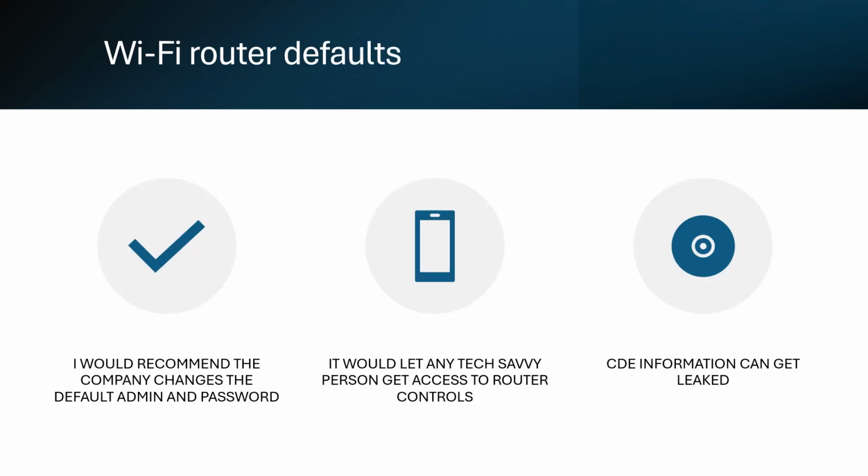So in a theoretical scenario, if a company was using the Wi-Fi router defaults, this would be very bad because their login information would be admin and password, and anybody who is tech savvy would be able to access their network and see a lot of information. And this would be really bad because a lot of CDE information would get leaked, and this could lead to legal trouble and a big data leak.